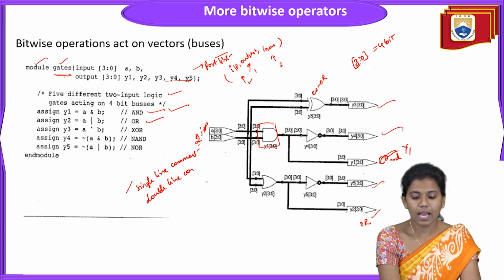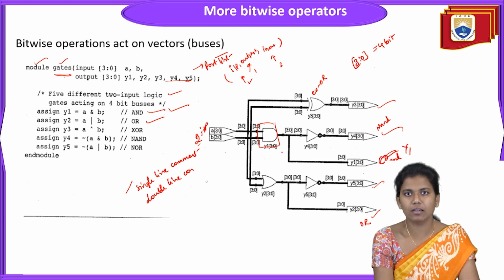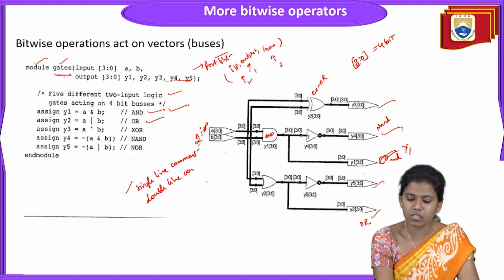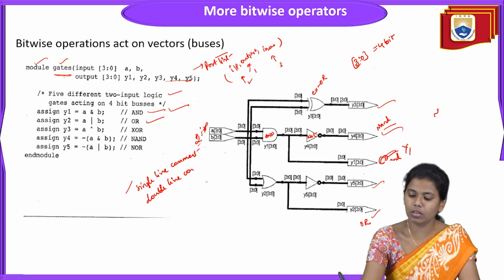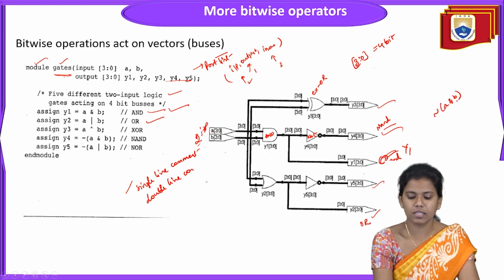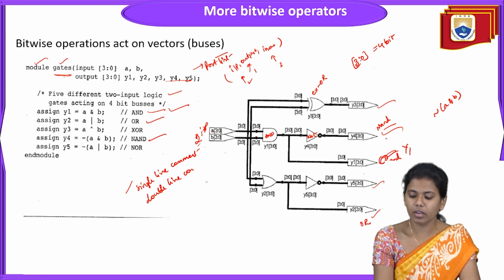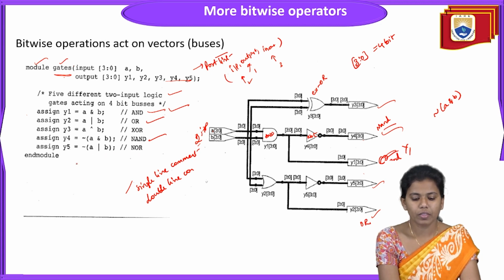Then Y4 is the NAND gate. This is my Y4, which is nothing but the NAND gate. You know what NAND is: AND plus NOT is nothing but NAND. So here when you observe, this is an AND gate, and the AND gate is again given to the NOT gate. So AND plus NOT is nothing but the NAND. So the negation, how will I write? NOT of A and B. So that is the NAND gate. Similarly, Y5 is nothing but the NOR gate, a negation of A or B, and endmodule.